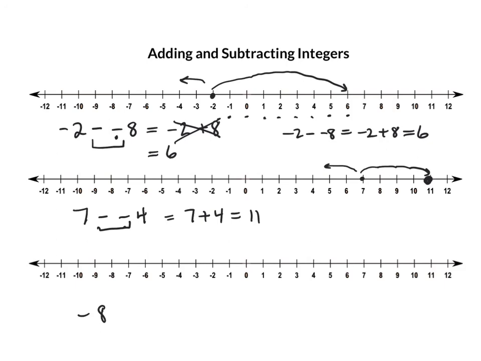How about negative 8 minus negative 4? So here I am at negative 8. If I was subtracting, I'd normally be going to the left. But because I'm subtracting a negative, that negative ends up flipping the direction, and I'll go 1, 2, 3, 4. I'll end up going 4 to the right. So this negative 8 minus negative 4 is really negative 8 plus 4, which ends up being negative 4.